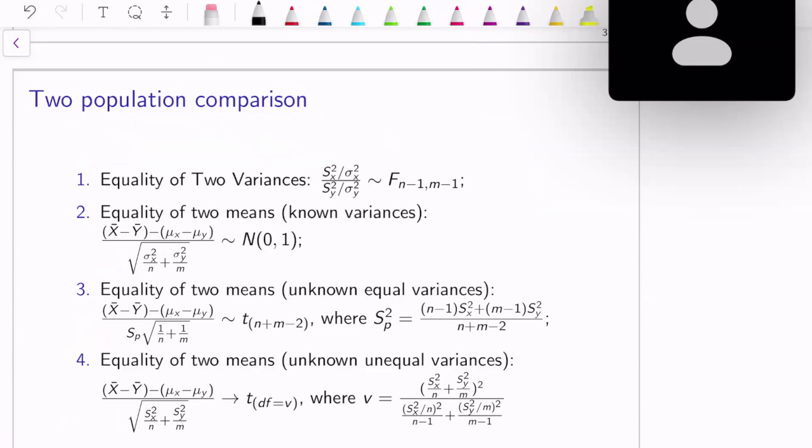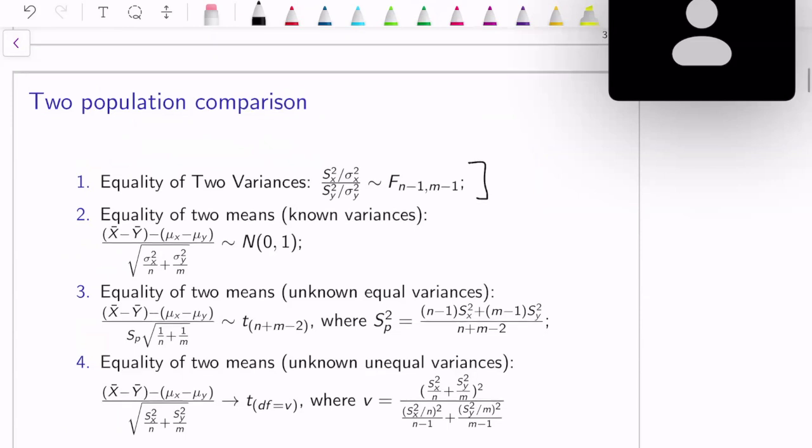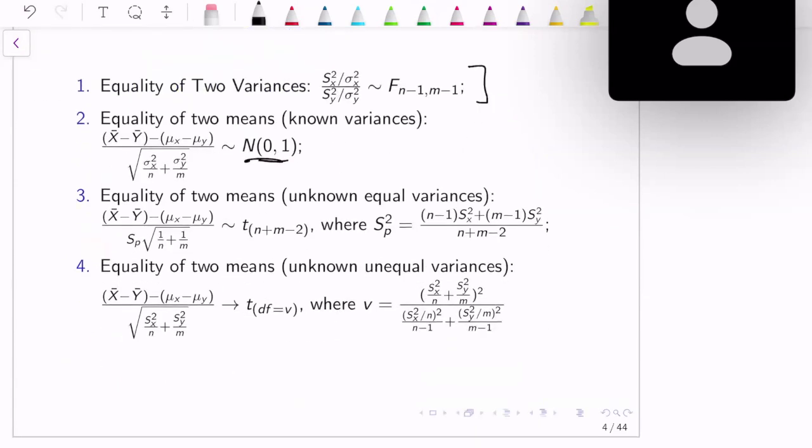and also the appropriate scenario. Obviously there's only one for equality of two variances, so if they ask you that, then it's just this one equation. The two means ones you kind of have to know. If you know the variances, then it's this very simple test statistic that follows a normal distribution. If you don't know your variances, then it follows a t-distribution. If you have unknown equal variances, you have to do the pooled one. If they're unknown and unequal, then you have to calculate this crazy degrees of freedom calculation here. So just make sure you know all four and when to apply all four.